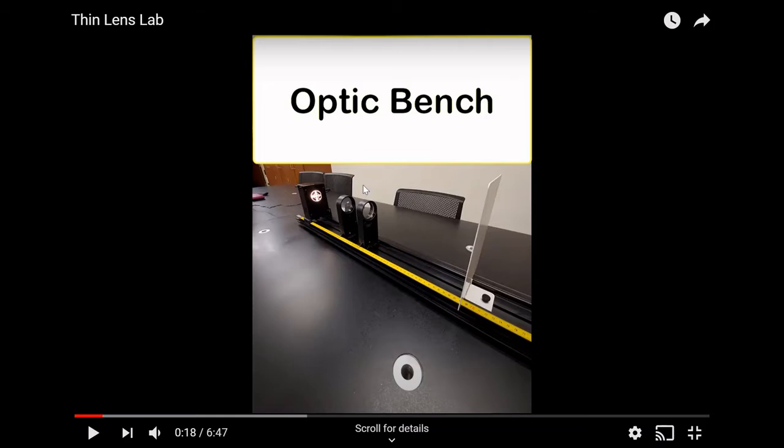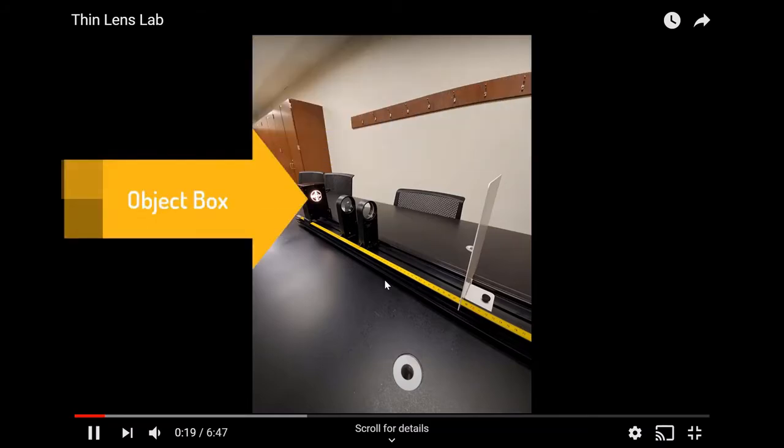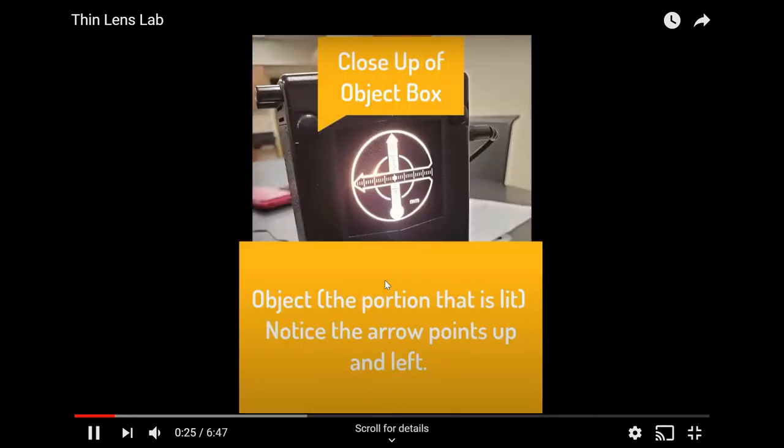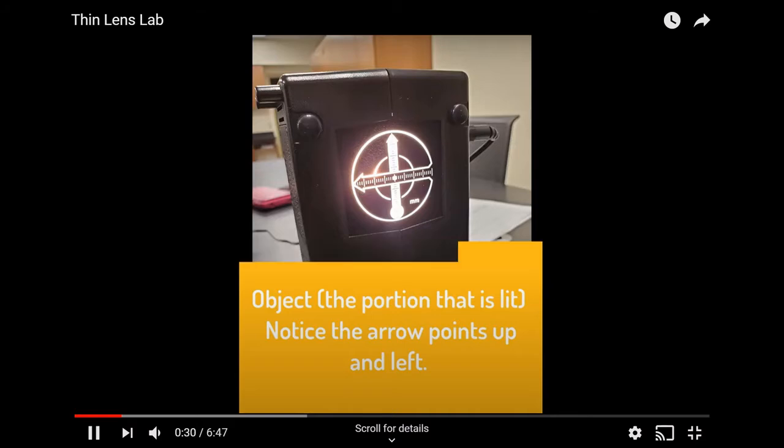The setup shown here is actually for the last part of the experiment. So we have a lens in the middle, and then we have a viewing screen on the far end. Notice on the light source, you have an arrow that's pointing upward. That will represent the arrow that we are studying in the lab packet.